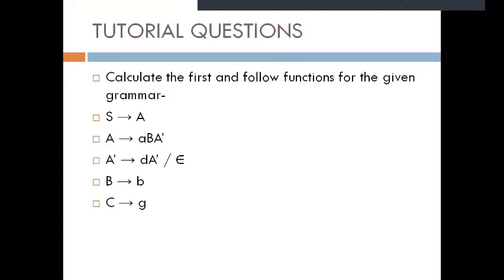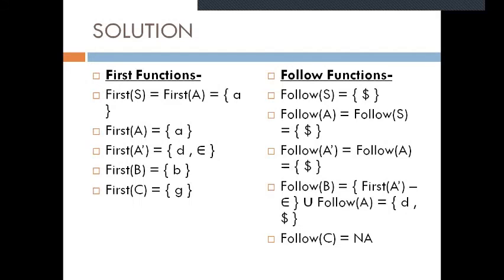And the next question is calculate the first and follow function for the given grammar. The given grammar is S derives A, A derives small a, capital B, A dash, and A dash derives small d, A dash, or empty. Capital B derives small b, and capital C derives small g. The first of S is a, first of A is a, and first of A dash is d and empty. First of B is b, first of C is g. And follow of S is dollar, follow of A is also dollar, follow of A dash is dollar, follow of B is d and dollar, follow of C, we don't have the value.